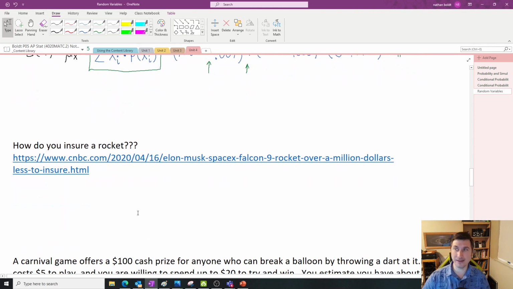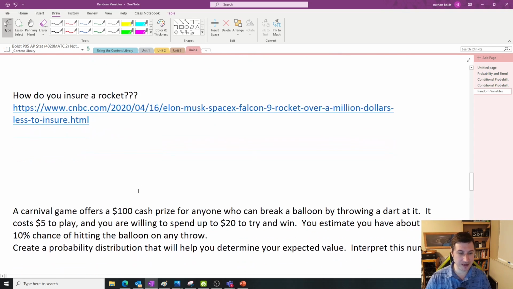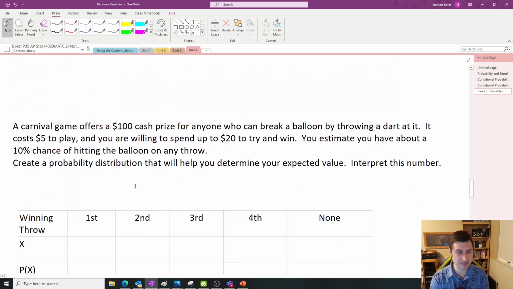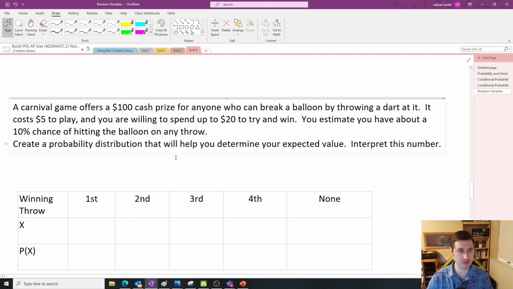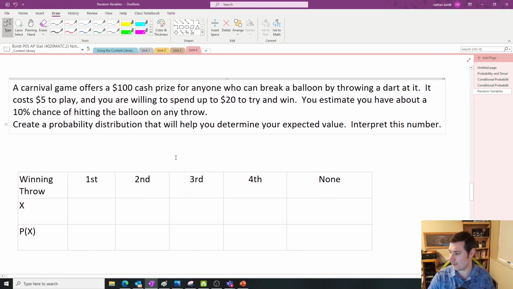All right, let's practice this a little bit more, ladies and gentlemen. We got to make sure we can write a probability distribution and then calculate the expected value. All right, so head on back to the OneNote to me here if you're not back away from the website.